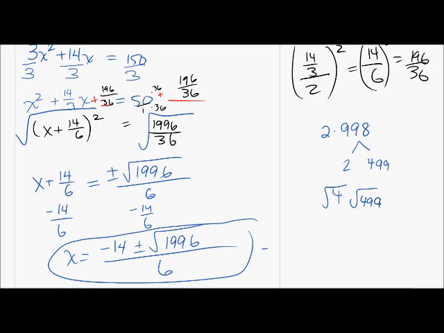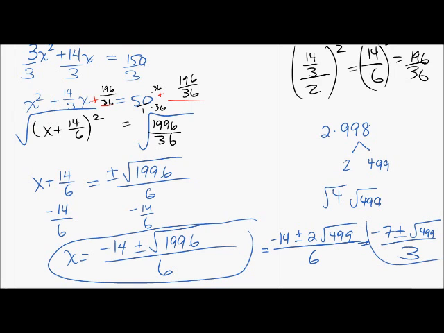So this could be simplified to minus 14 plus and minus 2 root 499 all over 6, which I can divide everything by 2, so minus 7 plus and minus square root of 499 over 3. Again, this is the most gruesome of the examples. I wanted to keep building to build your tolerance, because fractions exist and perfect squares exist in square roots, and we need to try to simplify as far as we can.